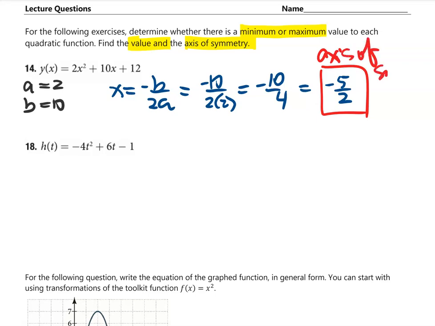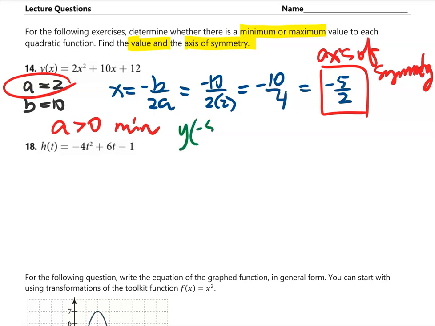And how do you find if it has a minimum or the maximum value? A is 2 and A is greater than 0, so meaning it has a minimum value. It's positive. If A is positive, then it has a minimum value. And what is that value? So after you solve for x, we can solve for y.